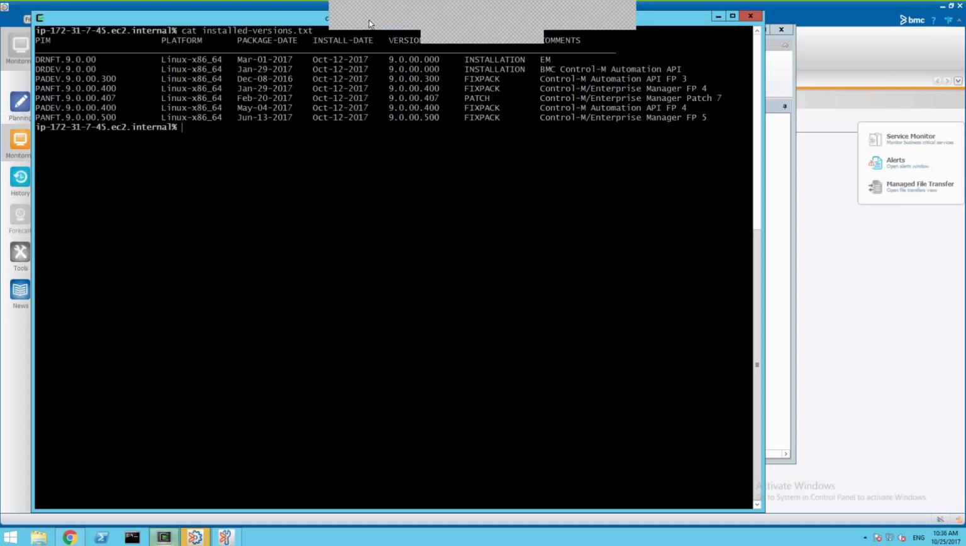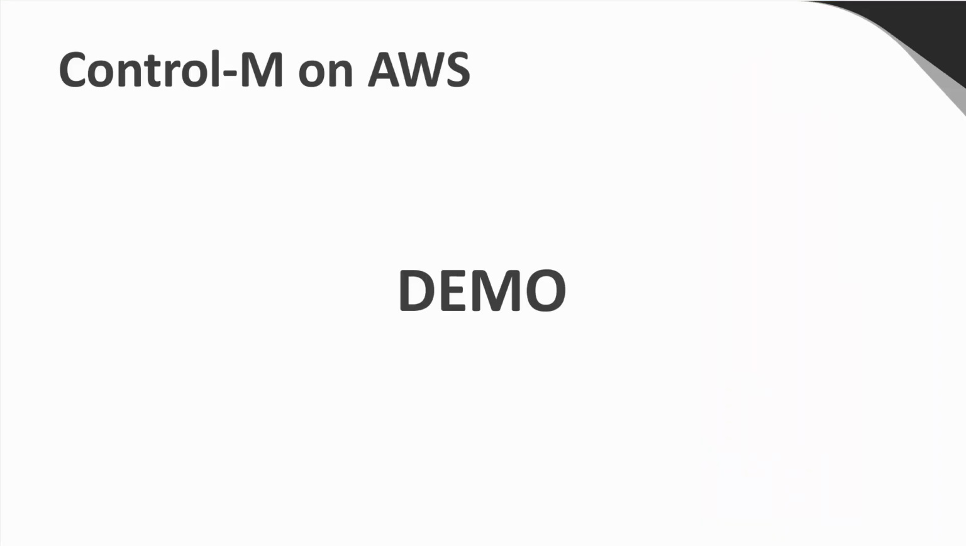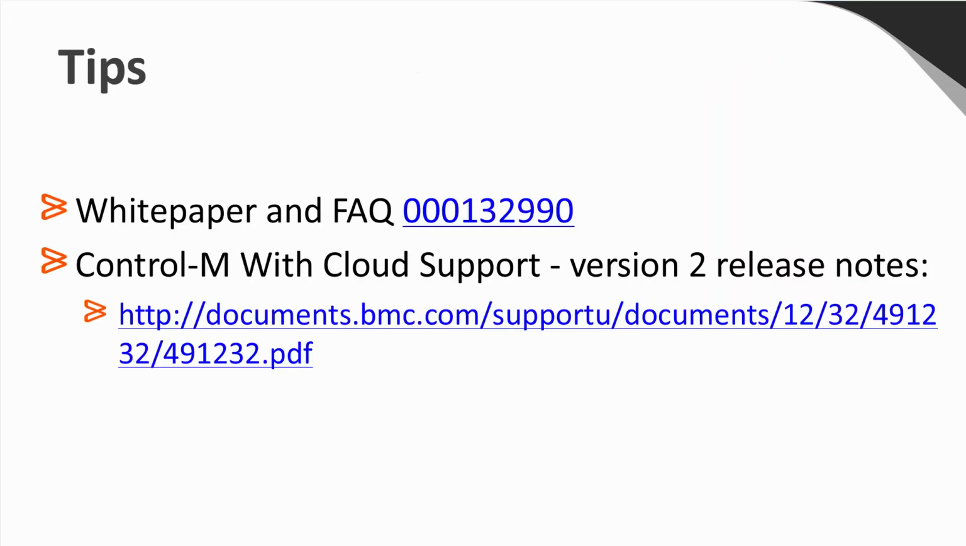I'm going to pop back to the slides here and cover a couple of different items we have on the tip slide. The first item is a white paper and FAQ on the AWS or cloud install. It's going to be in Article 132990. And the second item is, with each product we release, we have release notes, and there may be certain non-intuitive things or something that you need to specifically reference that isn't apparent in the installer script or something. Please do take a gander at the release notes before proceeding with the installation.